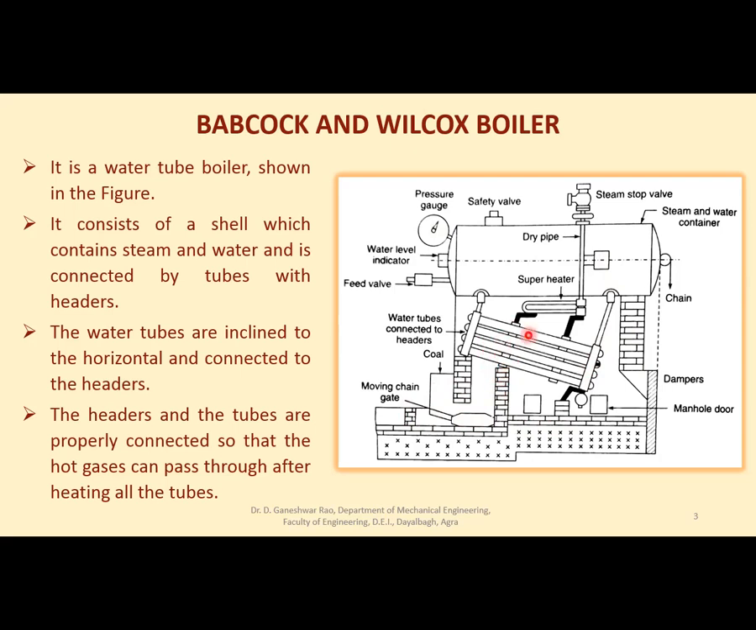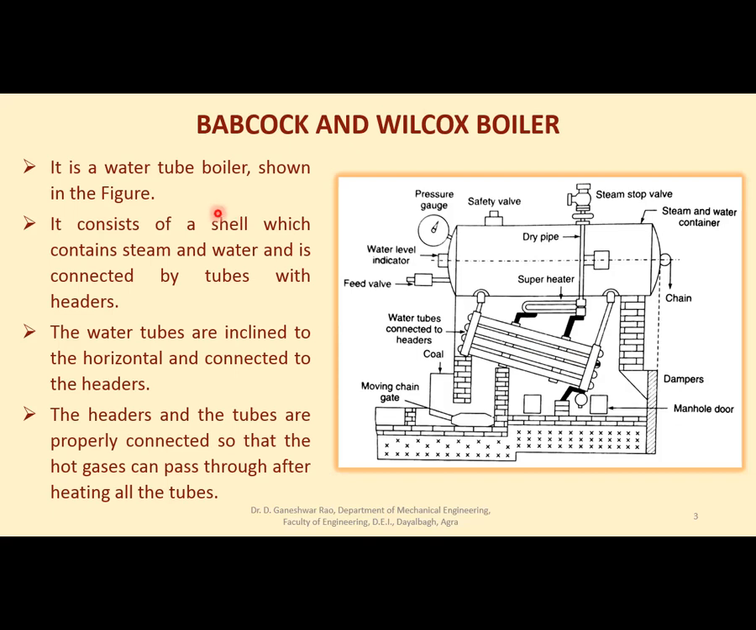Baffle plates are provided between these tubes so that the flue gases get a direction. These flue gases pass over these tubes in one cycle, then pass over these tubes again in the second cycle, then over these tubes in the third cycle, and then they leave the system through the chimney, right? So baffle plates are provided to direct the flue gases so that maximum energy can be transferred to the water flowing through the tubes and converted to steam as early as possible, right?